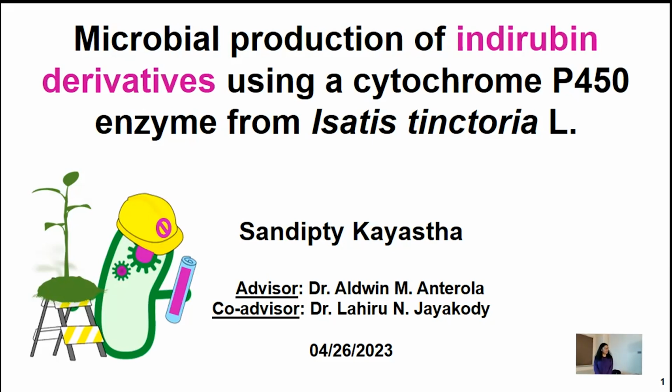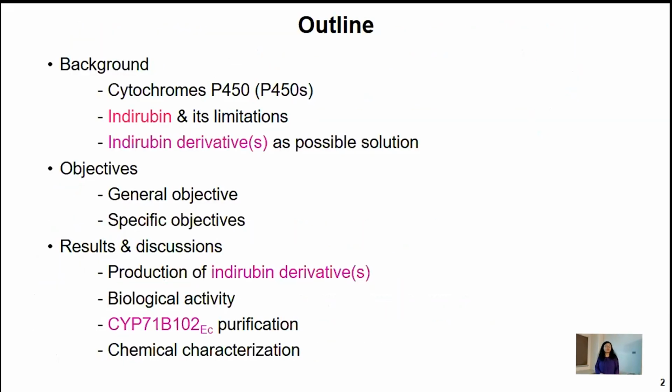Today, I will be defending my dissertation where we engineer E. coli bacterial strain for the production of indirubin derivatives using cytochrome P450 enzyme that was identified in the plant Isatis tinctoria, which is also commonly known as woad.